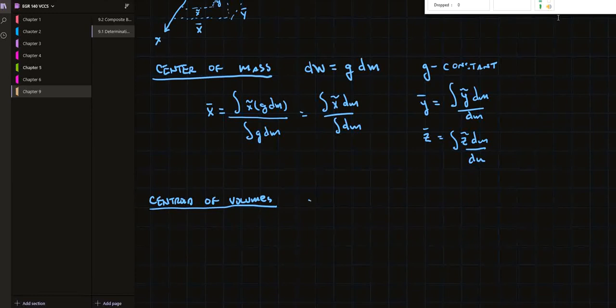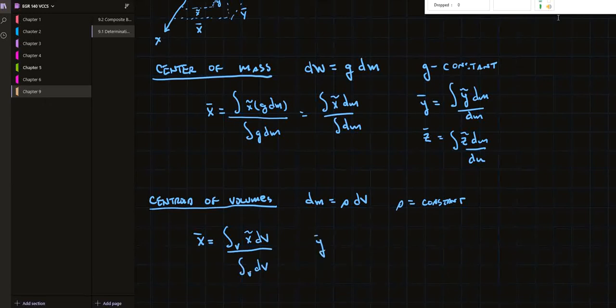Then for centroid of volumes, we know that dm equals rho times dv, and if our density equals constant, we can divide that out and we'll end up with x bar equals the integral over the volume of x tilde dv over the integral over the volume of dv, and y bar equals the integral of y tilde dv over the integral over the total volume of dv, and z bar equals the integral over the volume of z tilde dv over the integral over the volume of dv.